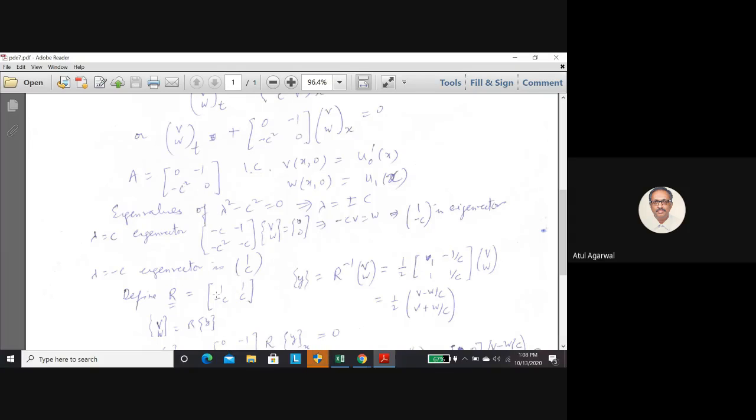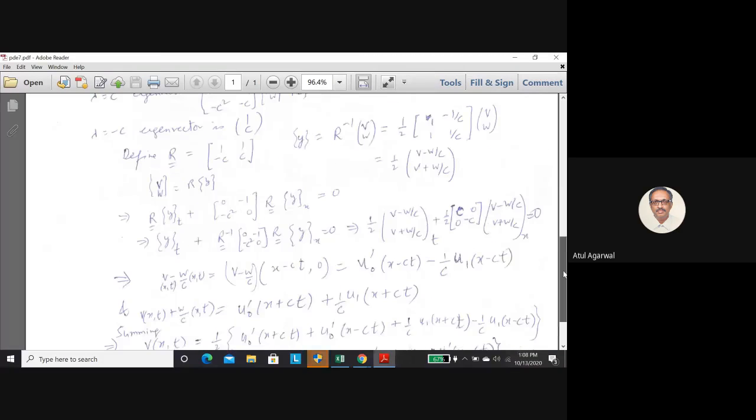So this is not a symmetric matrix. This is not an orthogonal matrix. So its R inverse is not R transpose. So you have to calculate it. So after calculation of R inverse, you get this. So you expand this. So you see your new y are v minus w by c, v plus w by c. So your new transformed variables are these, which will have a diagonal, decoupled set of differential equations.